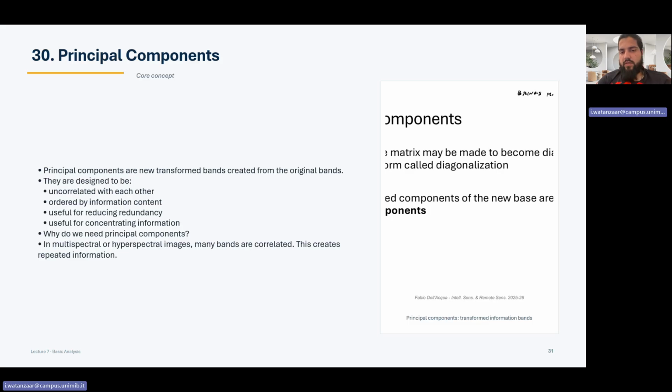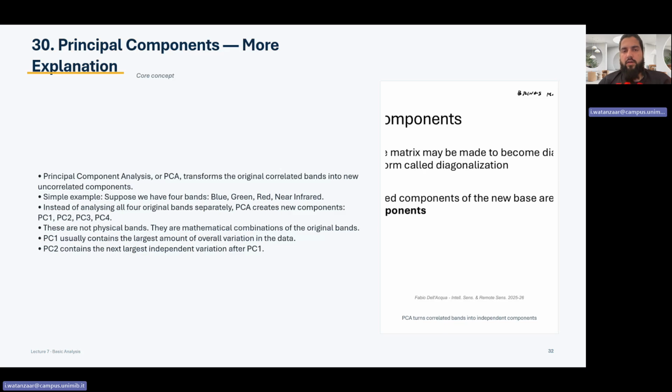And why do we need principal components in multispectral or hyperspectral, or if you go to ultraspectral, with many bands? Many bands are correlated, and this creates repeated information which can disturb our storage system. So here we can have more explanation of this same concept, the principal component analysis.